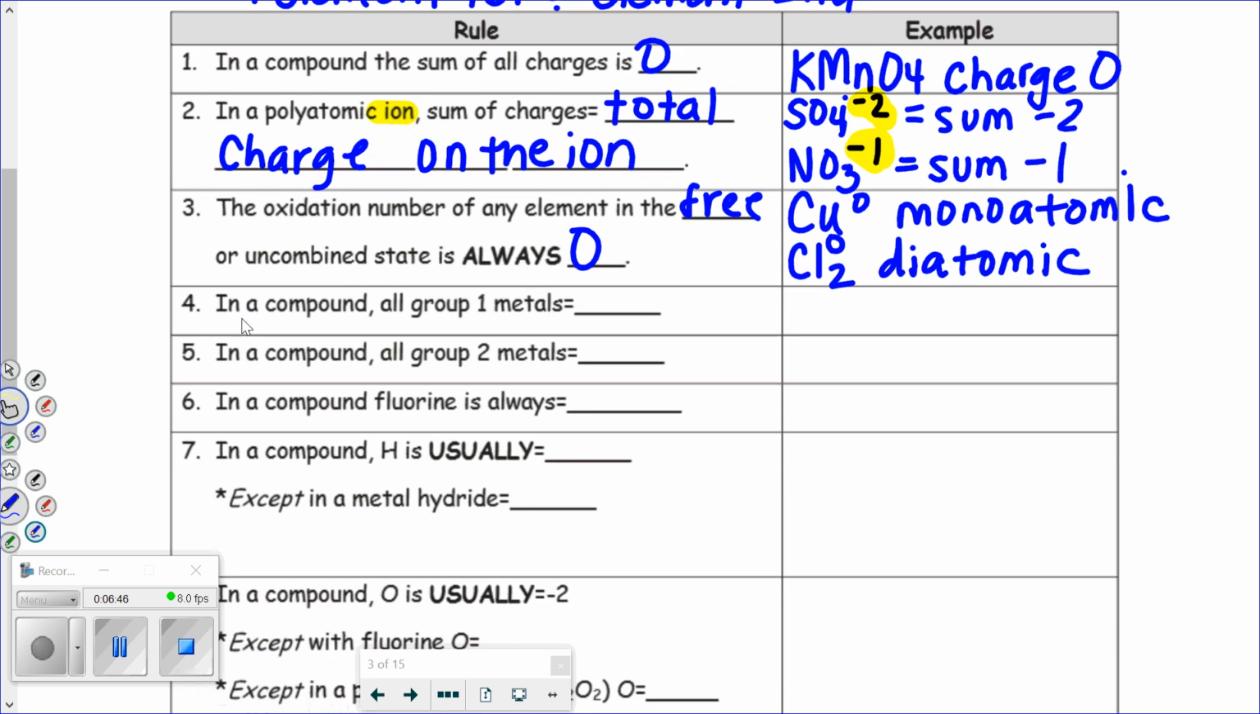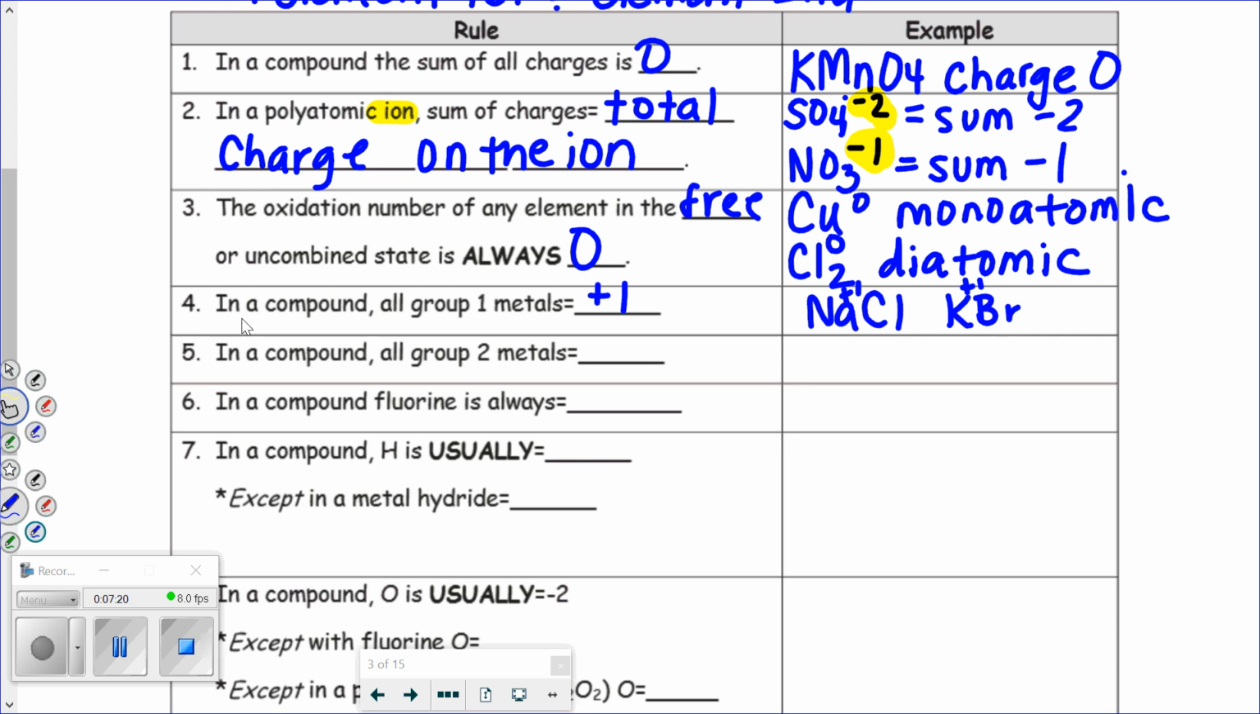All right, number 4. What I need you to do is go to group 1. Group 1 is the first column on your periodic table, and take a look at all of the elements and their oxidation numbers in group 1. Except for hydrogen, they all have a charge of +1. So in group 1, they all have a charge of +1 if they're in a compound. So sodium chloride, for example, sodium would be +1. If you had potassium bromide, potassium's group 1, it'd be a +1 charge.